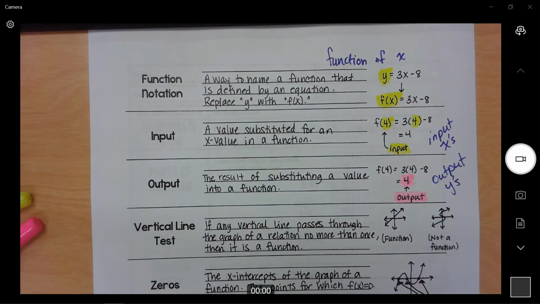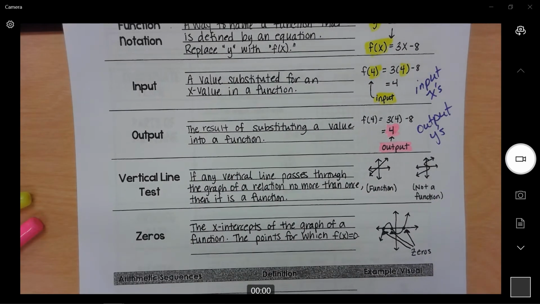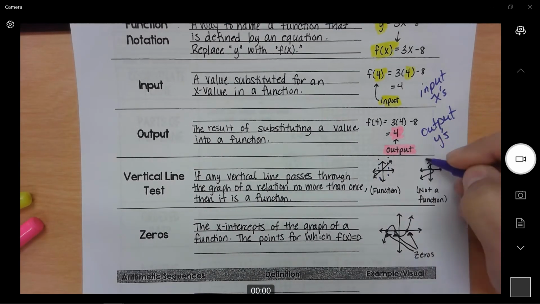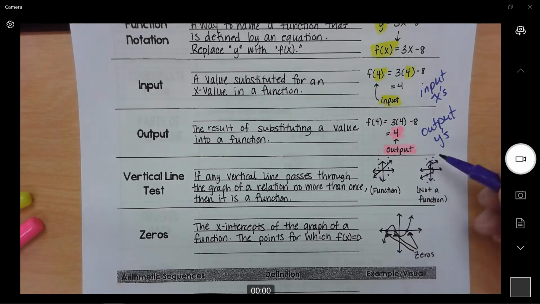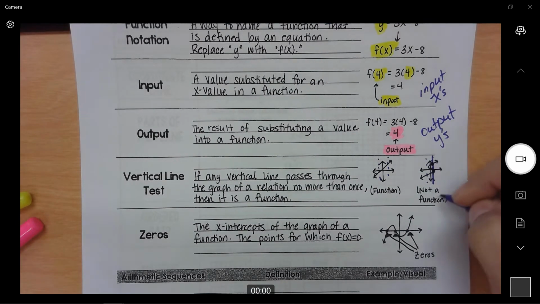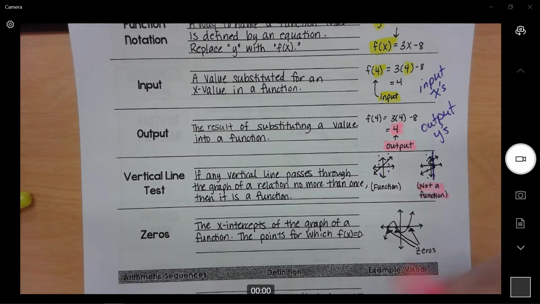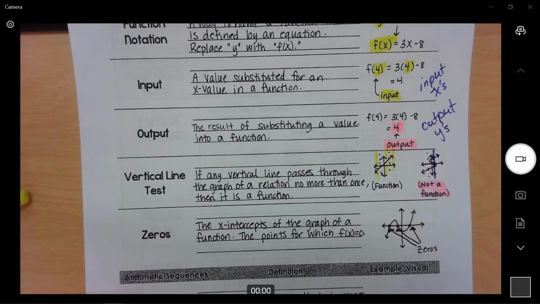Okay, the vertical line test is a test to check to see if something is a function. So if you drew a dotted line anywhere through the graph and you touch the graph in more than one place, it's not a function. So this one touches here and then touches here, so it's not a function. This one doesn't touch in two places no matter where we draw the line, so that one is a function.